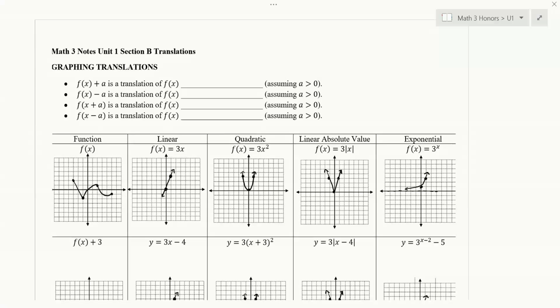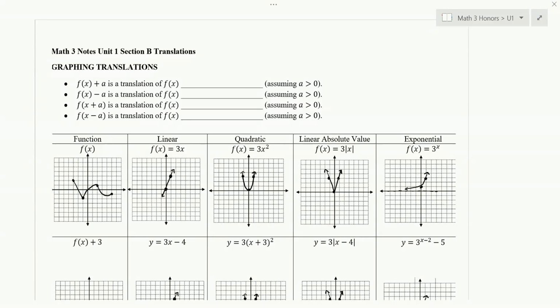So by knowing a parent graph and knowing something about translations, it opens up being able to graph almost every linear, quadratic, linear absolute value, or exponential, or even just a generic, what we call a piecewise function, that we'll take a look at here, where there's no category for it. But if we have a starting parent graph and we know some other things about it, we can shift that around or translate it.